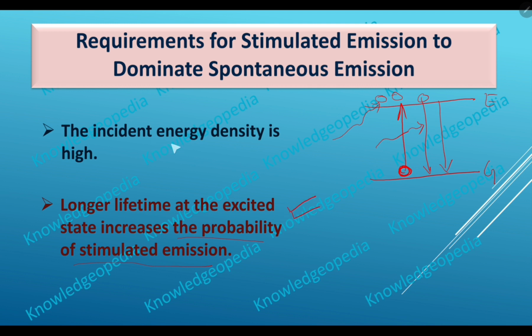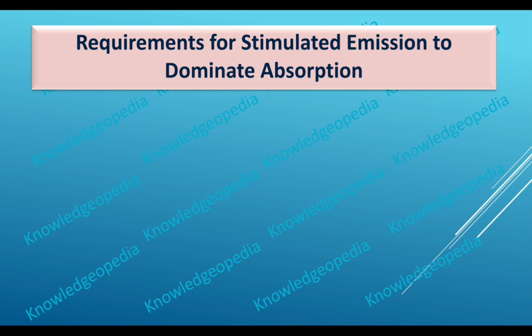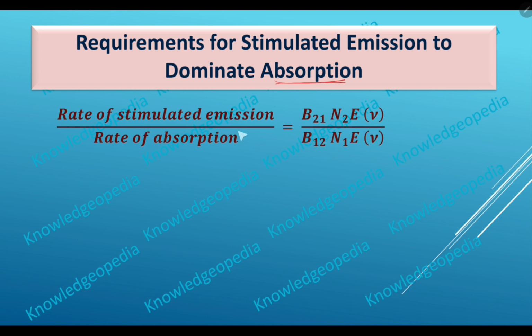First we have seen that the incident energy density should be high. The second condition is that the excited atom which is moving from the ground state should stay in the excited state for a longer time. That means longer lifetime is the second condition. Now let us see what is the requirement for stimulated emission to dominate over absorption. For that we will find the ratio between the rate of stimulated emission and the rate of absorption.